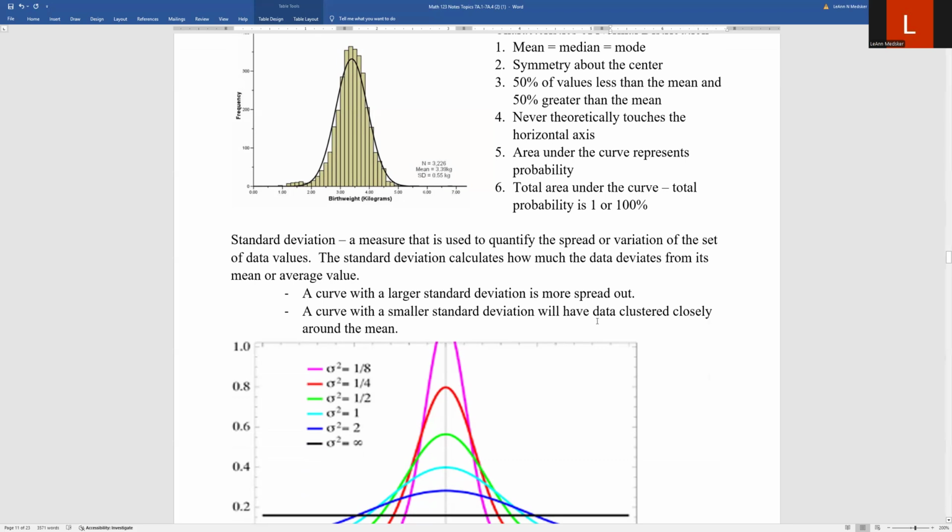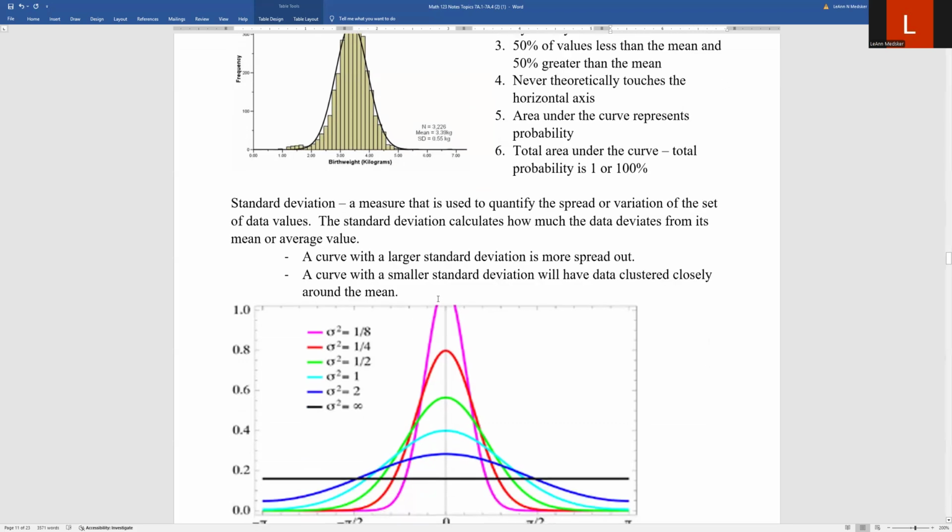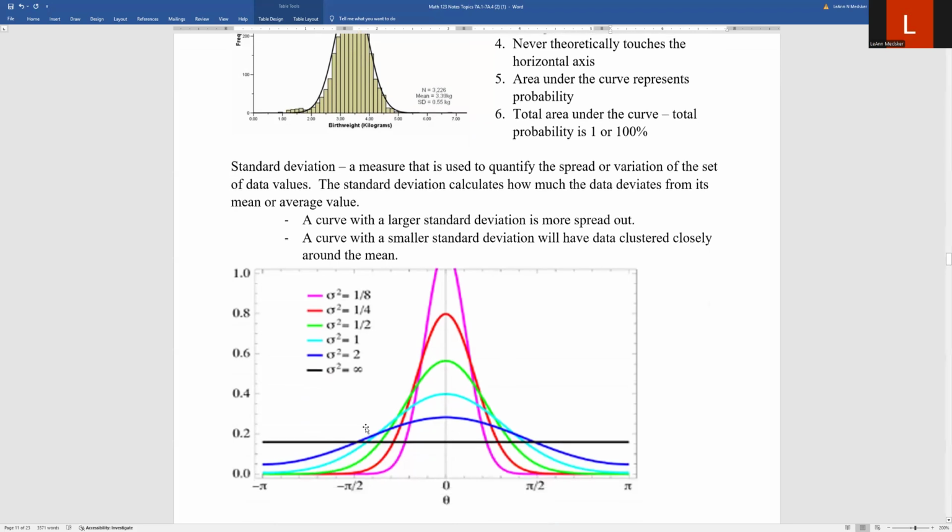So standard deviation, not something we're going to test you on how to find. We're not going to make you find it in this class, but just realize it tells us how spread out our curve is. So the smaller your standard deviation, the more narrow and tall your curve will be. The wider or bigger your standard deviation, that makes a much wider bell curve. It's still got the nice symmetry, it's just wide, okay?